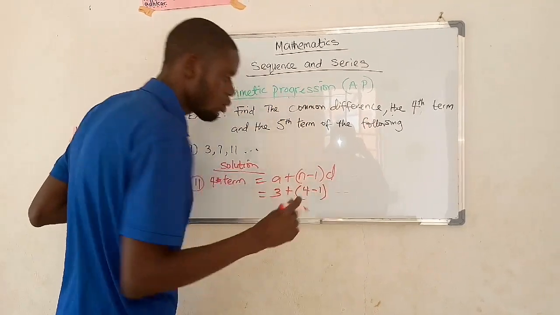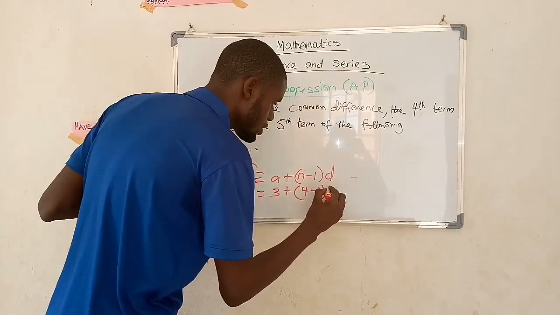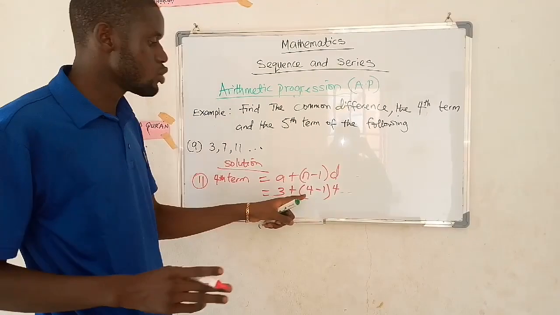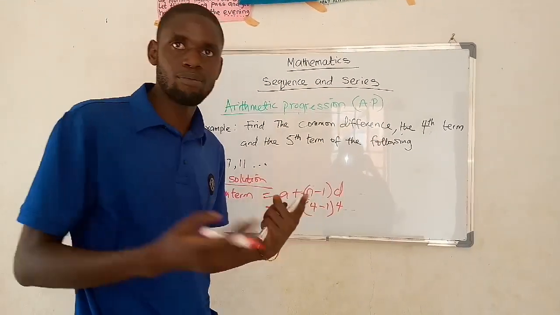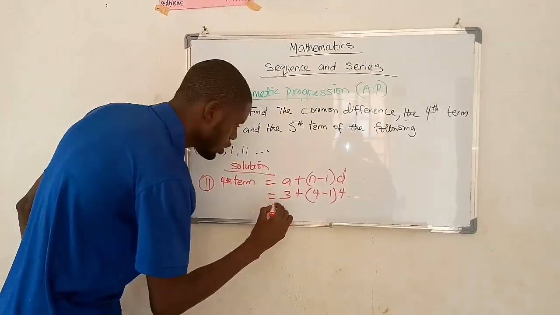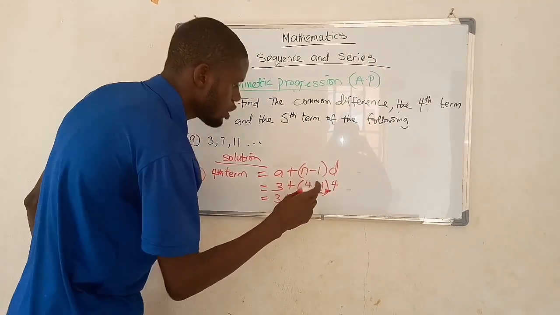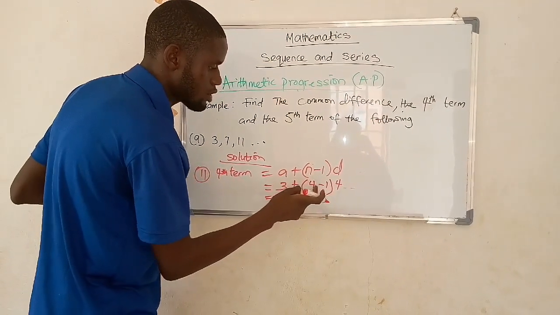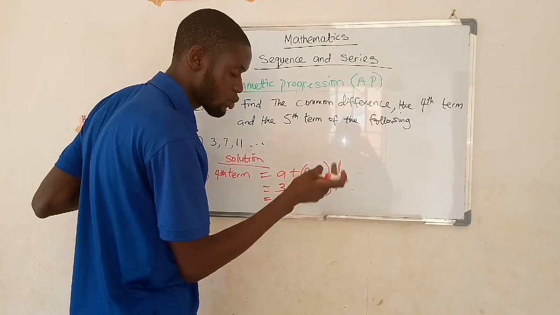What is the common difference? The common difference is 4. What we do, using BODMAS, is we need to expand the bracket first. So we do the expansion. We have again 3 plus, but let's solve inside the bracket first. So we have 4 minus 1, we have 3.